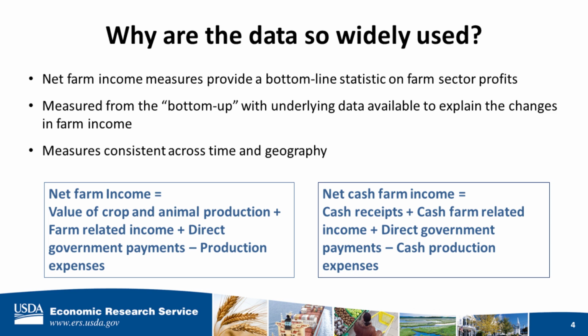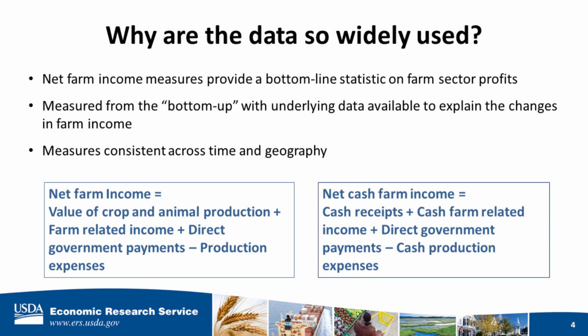Net income affects the ability of farmers to meet their loan obligations, invest in new machinery, remain in production, expand their operations, and provide for family living expenses. Additionally, we measure net income from the bottom up, meaning that underlying data, or the components of farm income, are available to explain the year-to-year changes in farm income. Also, our farm income measures are consistent across both time and geography, meaning that you can compare income across states and you can evaluate trends.